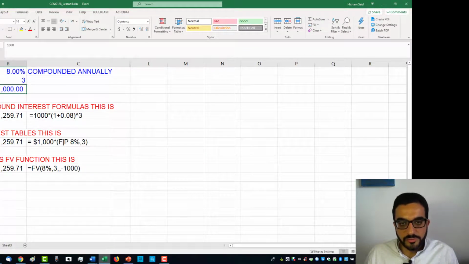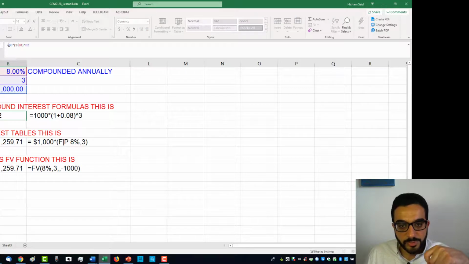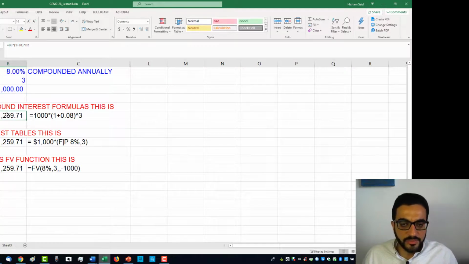So the first case here, I have an interest rate of 8% compounded annually. I have 3 years, and I have a deposit now of $1,000. Now you can calculate these using the formulas. You can use the interest tables, or you can use an Excel formula. So the numerical formula that I'm using here, I'm just plugging in this formula, which you can see. It's equal to the present, B3, times 1 plus B1, which is 8%, to the power B2, or 3. So you'll end up with this value after 3 years.